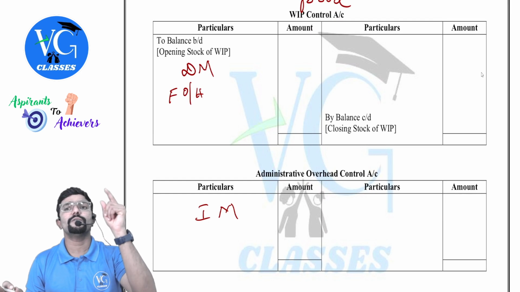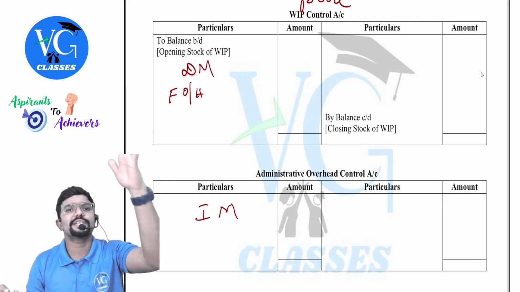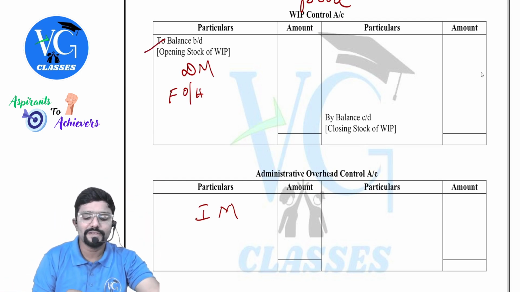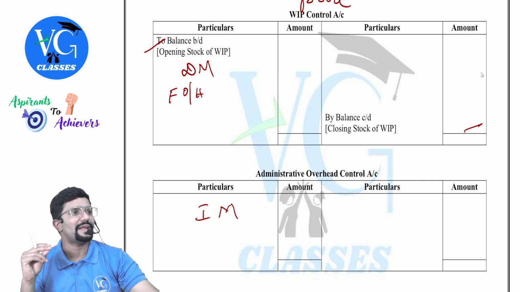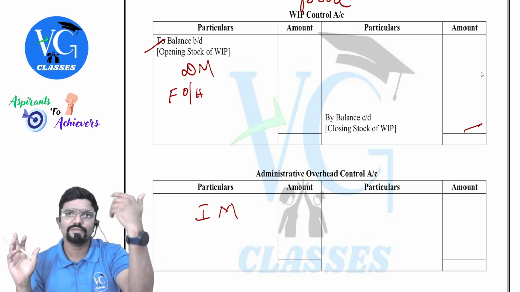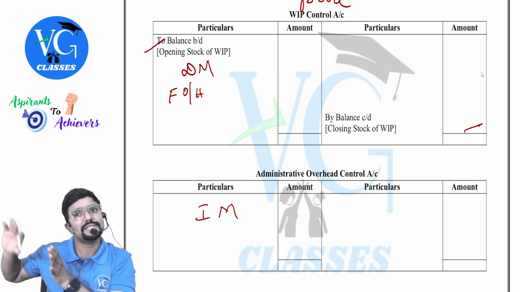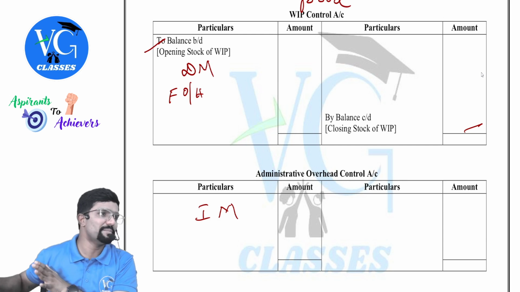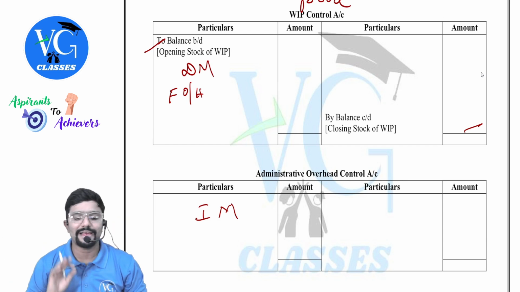WIP control account is the account where production is happening. So here also we will start with opening balance and end with closing balance. WIP is again like an asset account. Clear? Opening balance will be debited. Closing balance will be shown on the credit side. It is the debit balance itself.